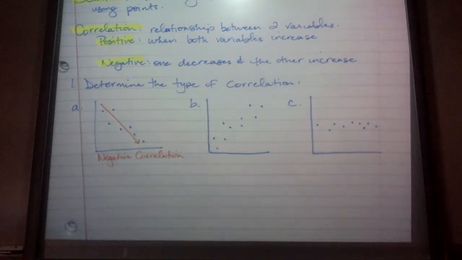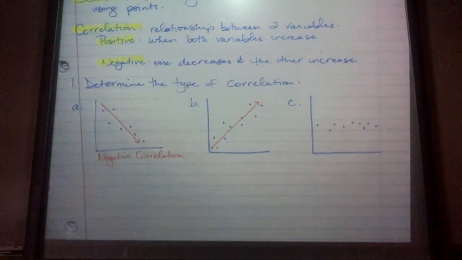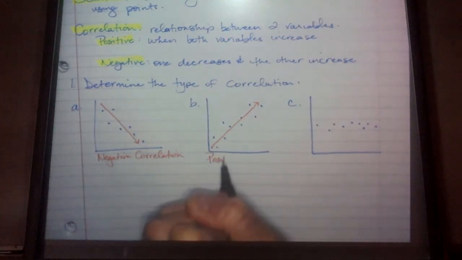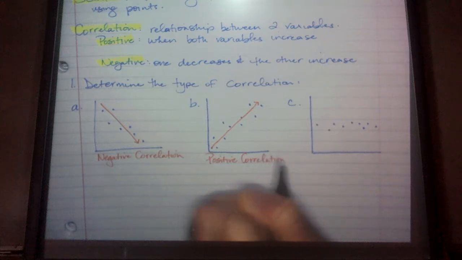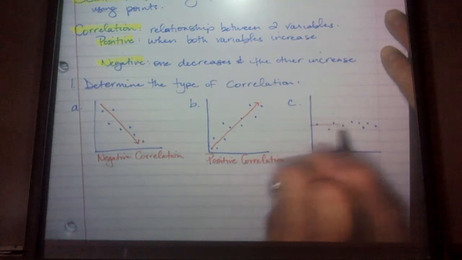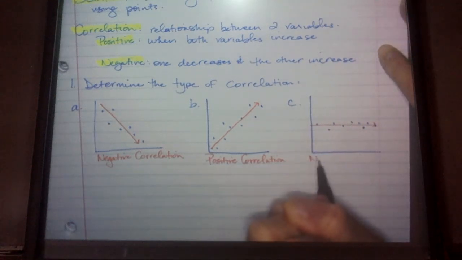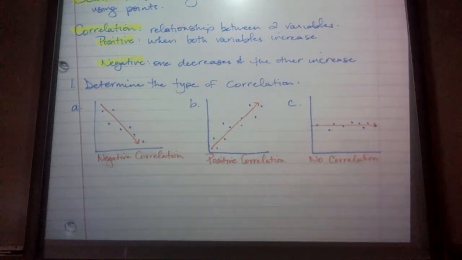So if you look in part B, if I read this starting on the left, my graph is positively moving to the right. And so this is an example of a positive correlation. C is neither moving up nor down. It's almost a flat line, a straight line, and so I would say that this has no correlation. So remember, the dots aren't going to form a perfect line, but you're looking at it overall, okay?